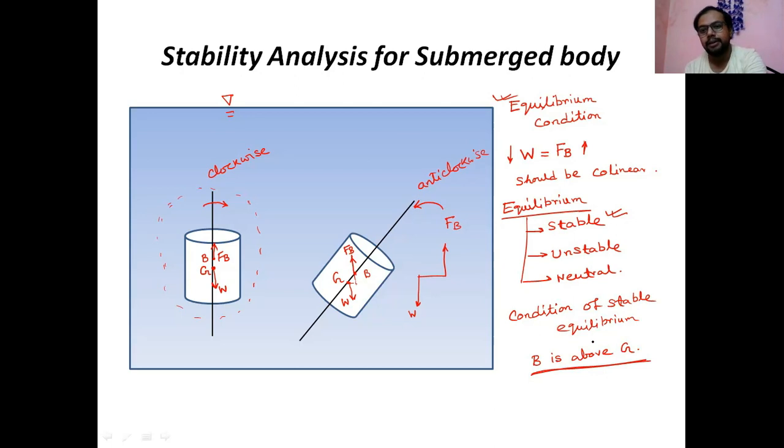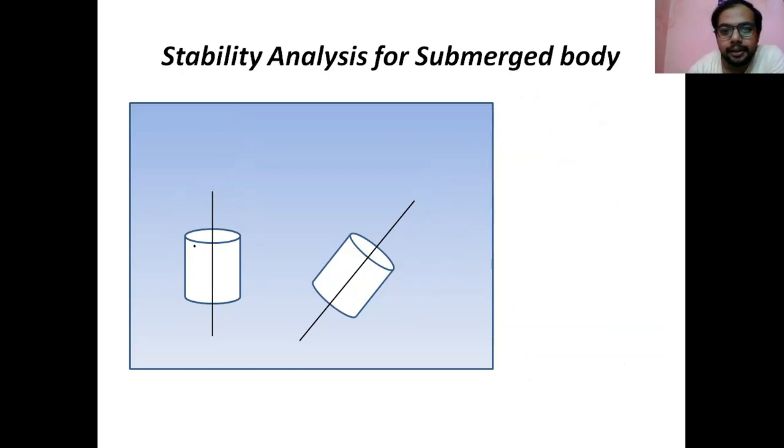Okay. Now let us take the case where B is below G. The B is here and G is here. The opposite consideration. So B, the center of buoyancy, is below G. At G, weight is acting downwards, and from B, FB is acting upwards.